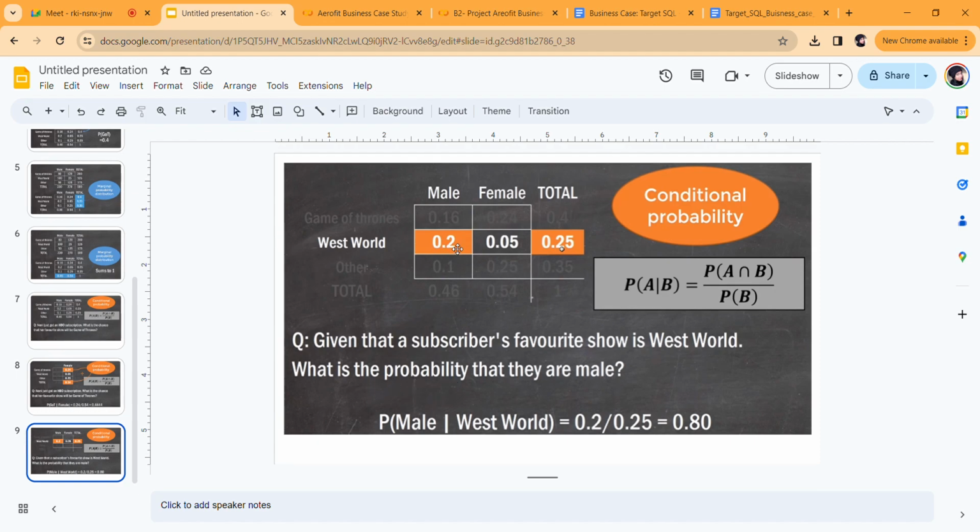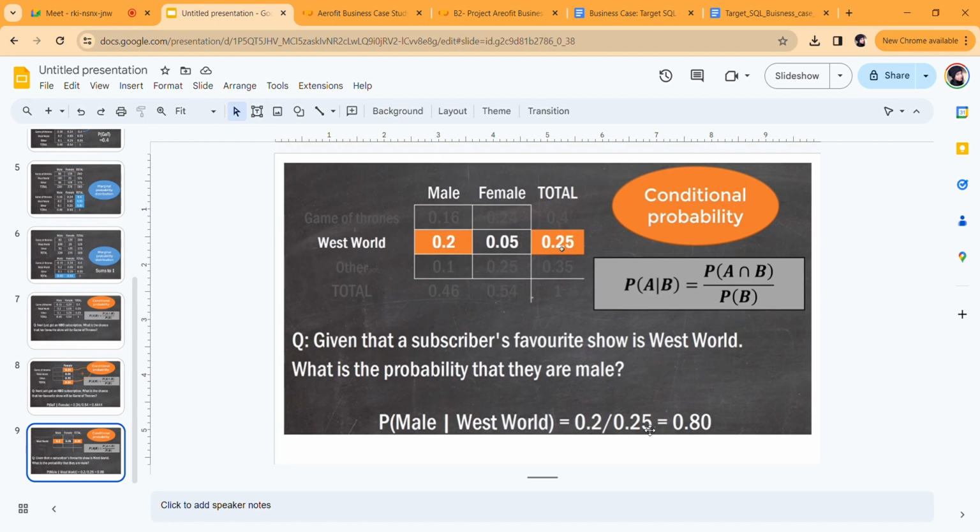Okay, so here you can see the male and Westworld probability is 0.2. So you take 0.2, and the total probability of people interested in Westworld is 0.25. You divide it and you will get 0.08. But if they are female, you are going to take this one as the first data, and 0.25 as the second data.